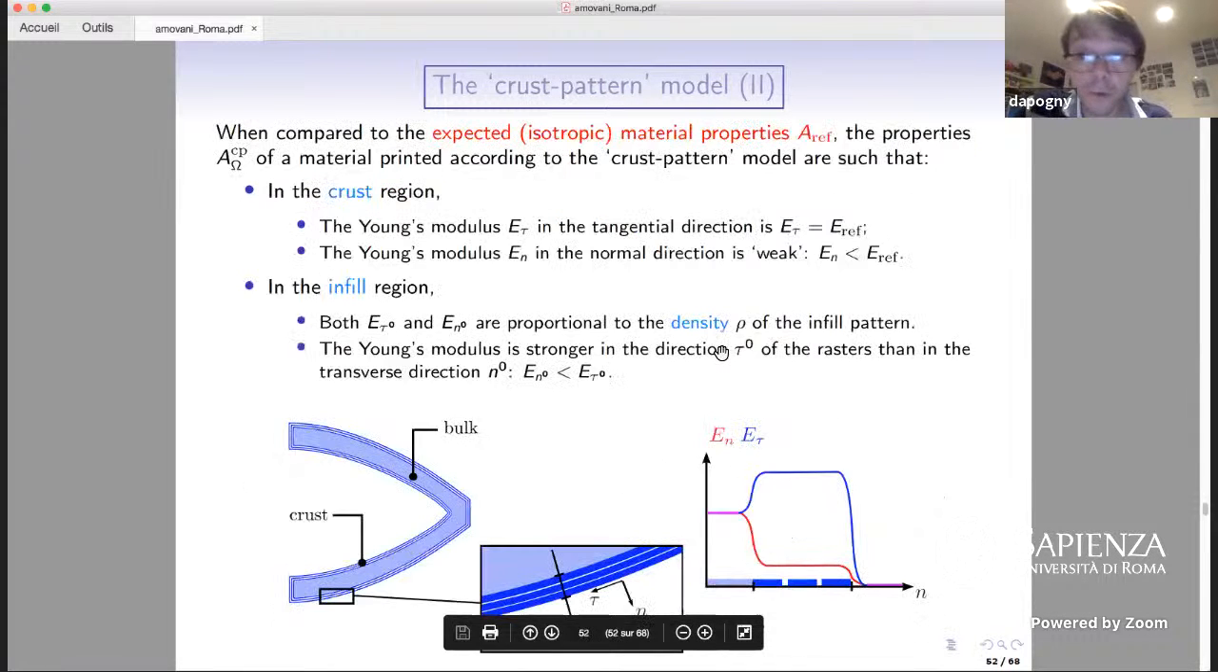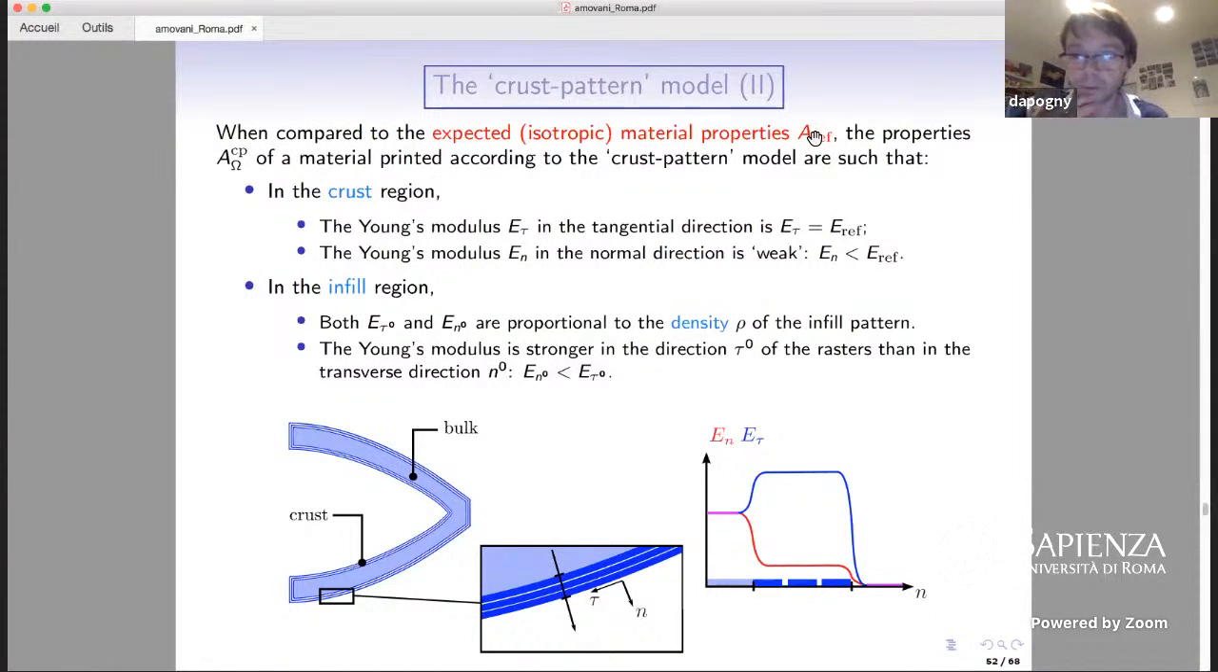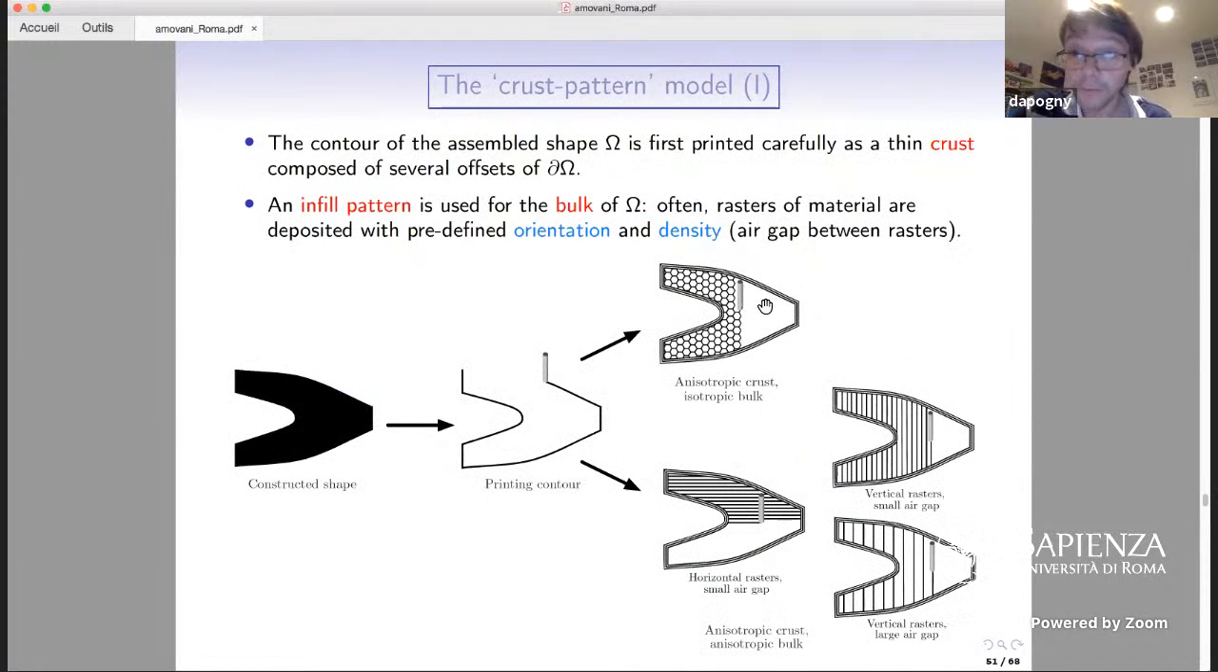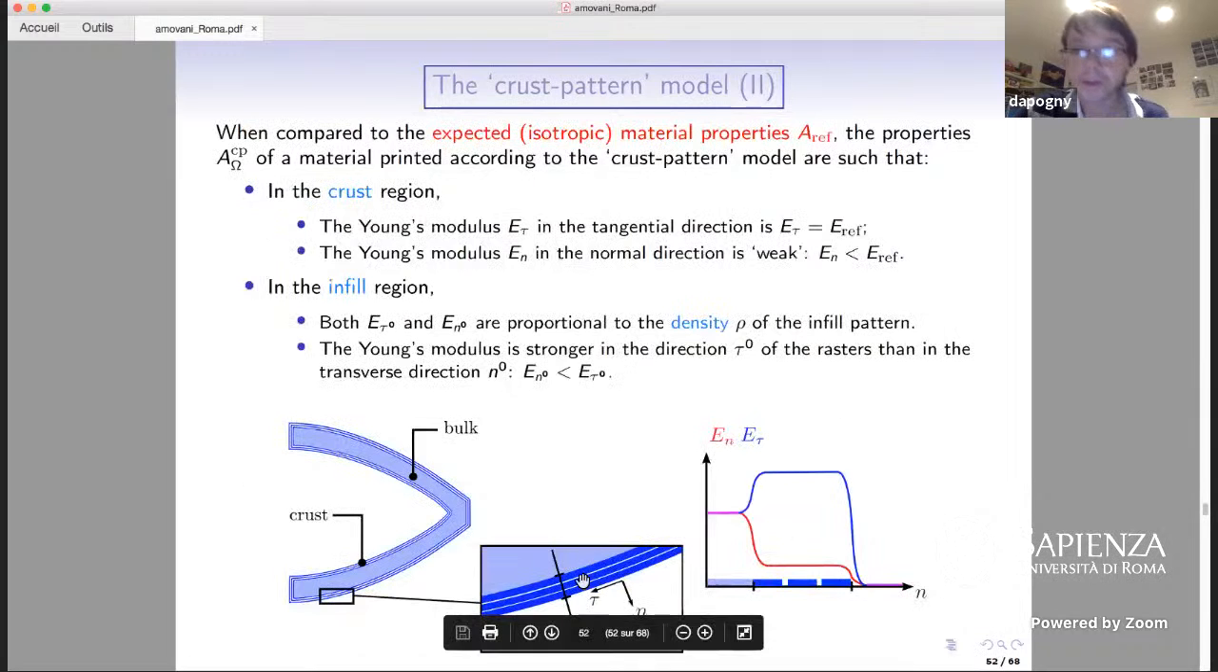So in this case, the material properties are to be compared to the expected material properties, for instance, of a cast if the shape were to be produced by casting. And in the crust region, we expect the Young's modulus will be like the one of the reference material in the tangential direction to the shape, because the material melts and solidifies together. And it will be weaker than the reference Young's modulus in the normal direction, since there are several rasters of material that are melted and cooled apart from the other. So there will be some bubbles of air between the different rasters, which makes the normal Young's modulus weaker, actually.